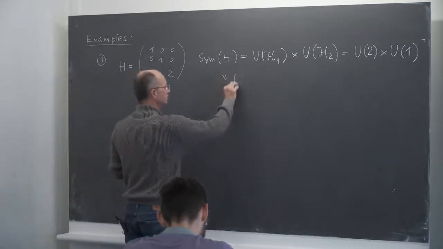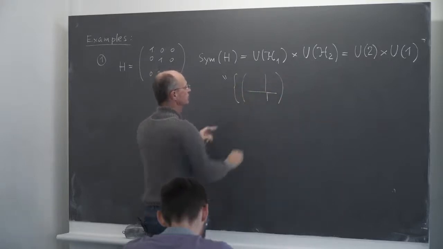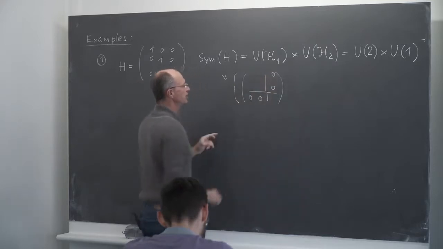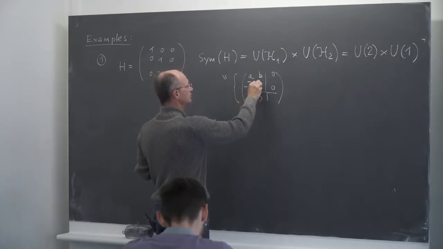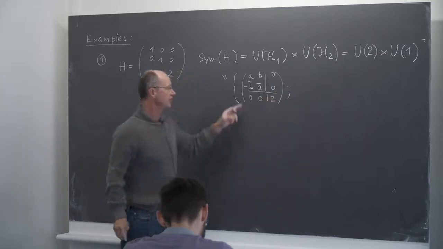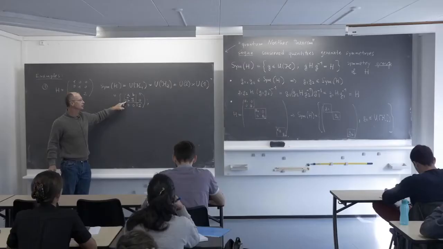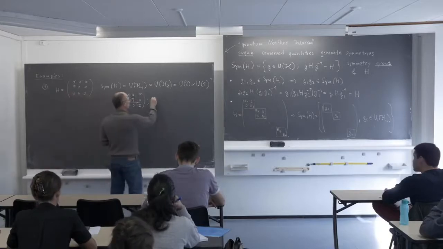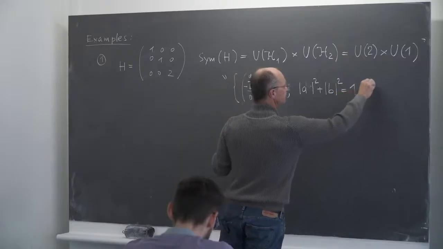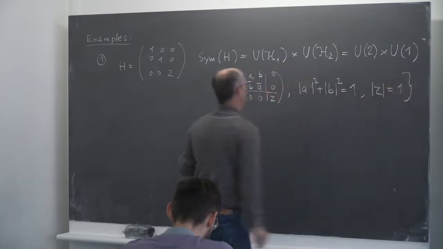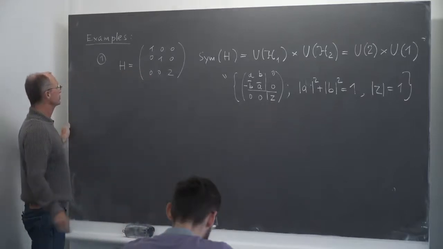And more concretely, this means that here you have a block diagonal shape. Let me call it A, B, minus B bar, A bar, Z, right? For those of you who have worked with it before, that's the form of an arbitrary element of a unitary group in the two-dimensional space. So the absolute value of A squared plus B squared is 1, and the absolute value of Z is 1, right? So this is U2, and this is U1. So that's one example.